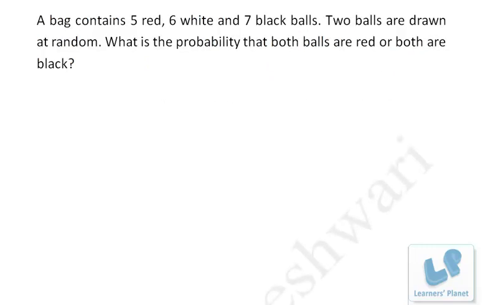Now friends, let's discuss this question. A bag contains 5 red, 6 white and 7 black balls. 2 balls are drawn at random. What is the probability that both the balls are red or both of them are black, right? So in all, the total number of balls will be 6 plus 5, 11 plus 7, that is 18, right? So out of 18, we are drawing 2 balls, right? So in all, the combinations will be 18C2, right?